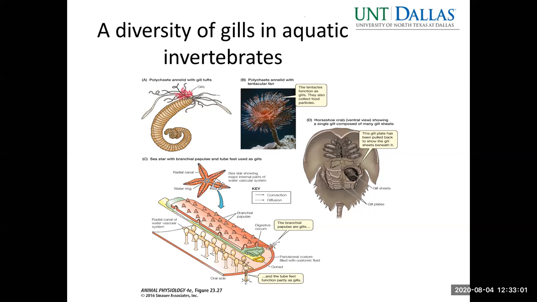Last is the horseshoe crab, which shows a single gill that is composed of many gill sheets. Horseshoe crabs are also called Limulus. They have unique book gills consisting of many thin gill sheets arranged like pages of a book. The book gills are protected under thick gill plates, which undergo rhythmic flapping motions that ventilate those gills.